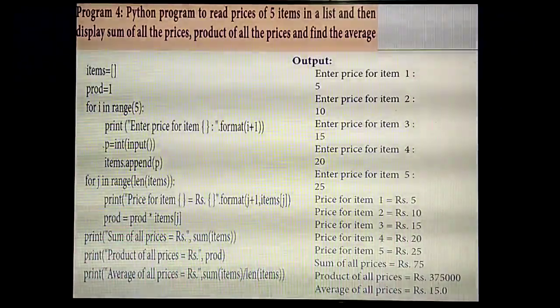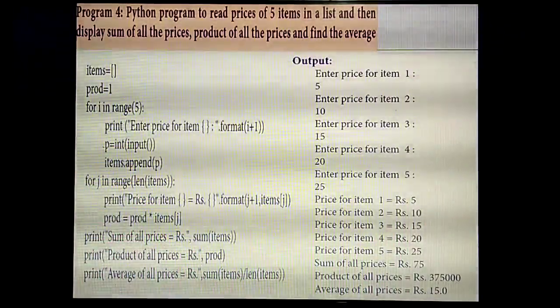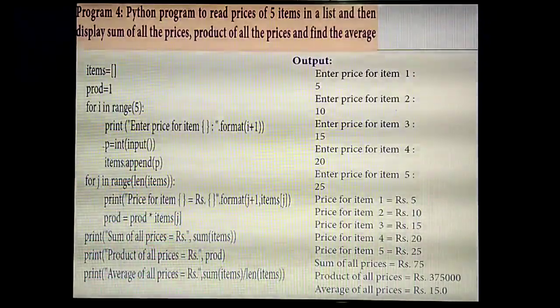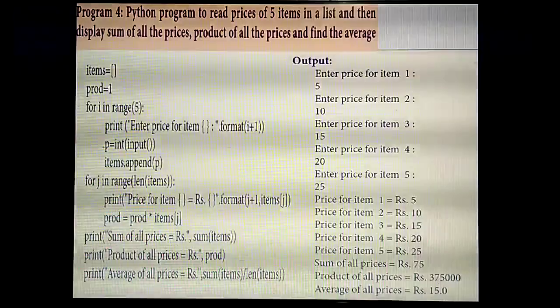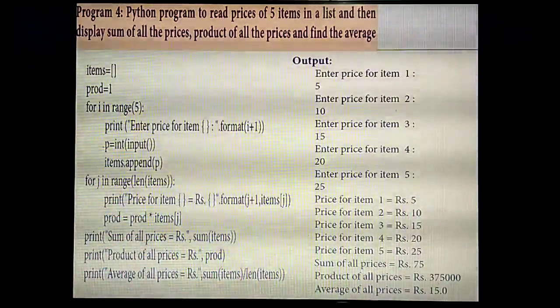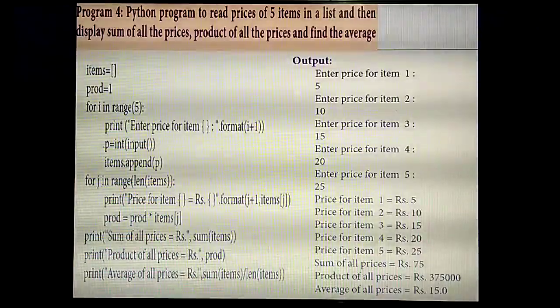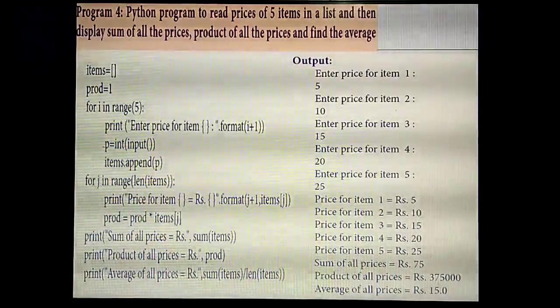So first you are going to create. What's the question? Actually you are going to purchase 5 things, and you are going to enter the prices for all the 5 things, and also find the sum, product as well as average. For that, initially you create a list called items. Initially there are no elements, so it is an empty list. Next you are going to find the product. The initial value is set as 1. Okay, so what's the next step?